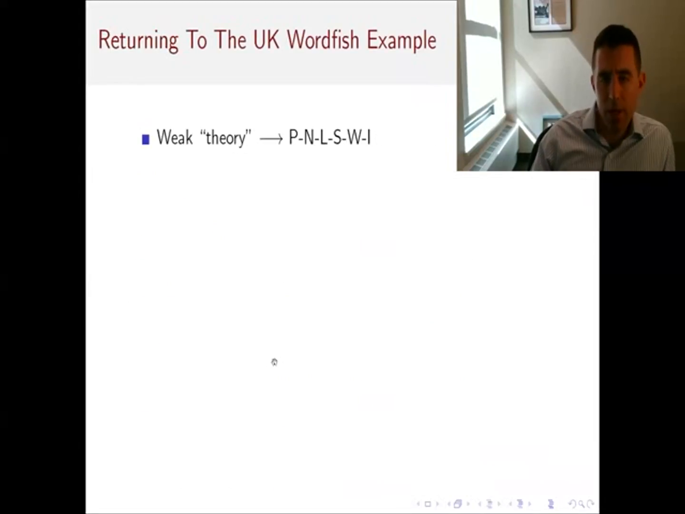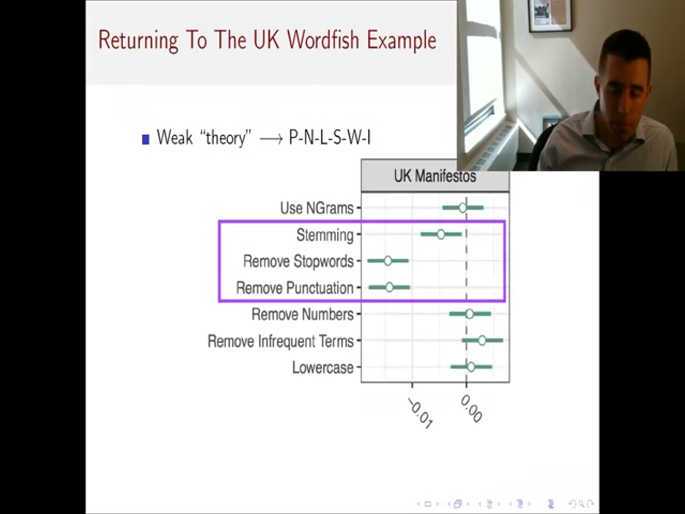So in the paper, we worked through this example, but let's just think about going back to that UK wordfish case. So we have some weak theory, and so we think, well, we're just going to do what everyone else seems to do, which are these steps here, right? Which is punctuation, numbers, lowercasing, stemming, removing stop words, and then removing some infrequent terms. And then we observe the UK manifestos, and we see that we get significant parameter estimates here. So these things don't matter, actually.